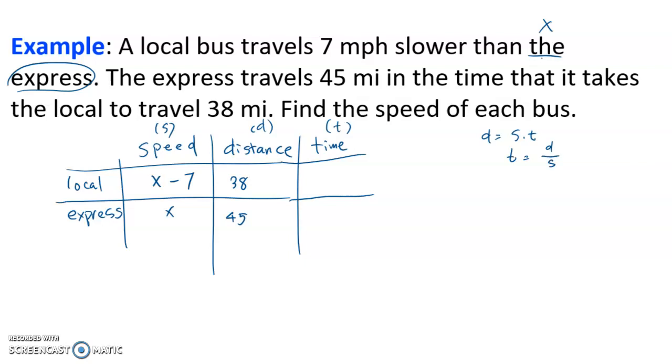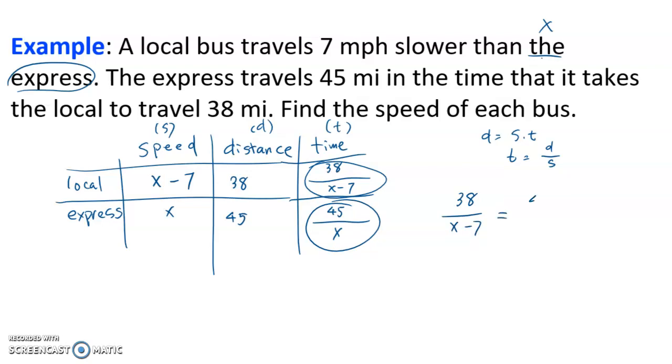So for the time of the local bus, it will be the distance 38 divided by its speed, x minus 7. And for the time used for the express, it will be the distance, which is 45, divided by its speed, which is x. All right, so we can set the two fractions equal. 38 over x minus 7 must be equal to 45 over x.